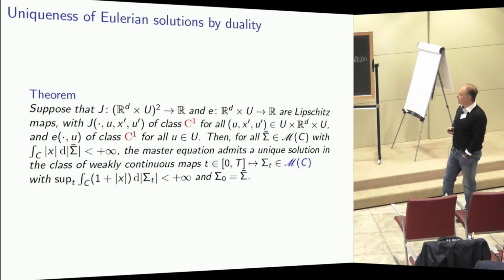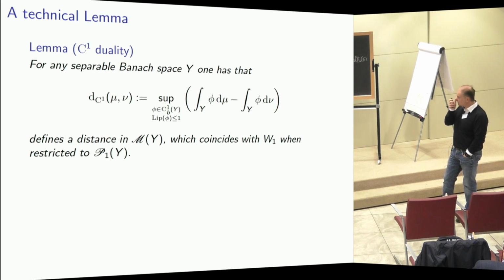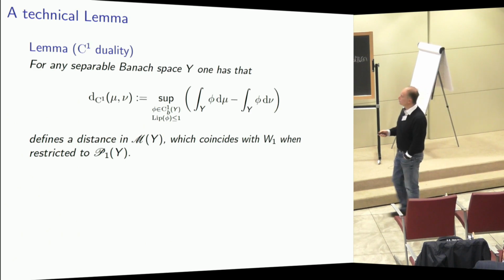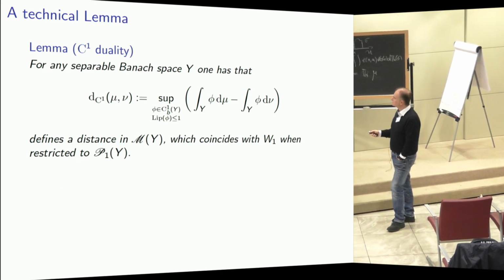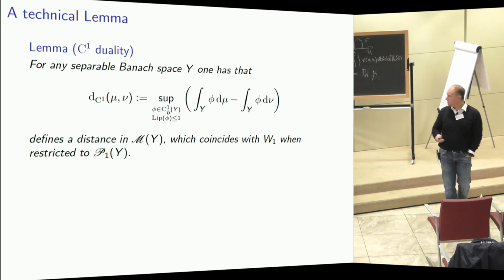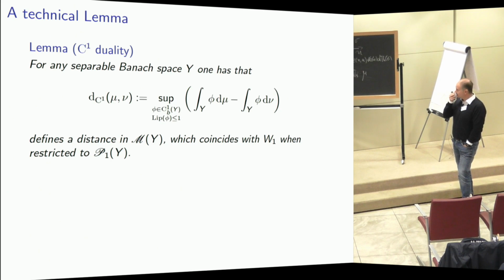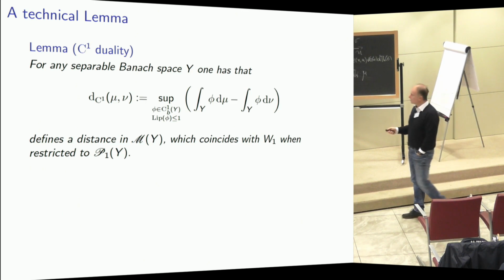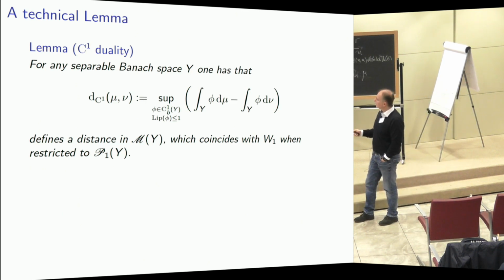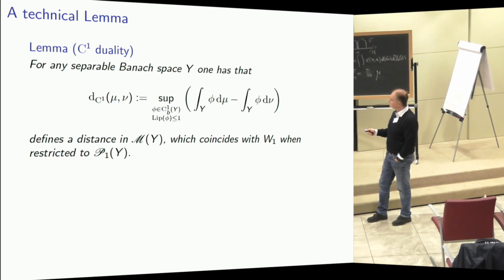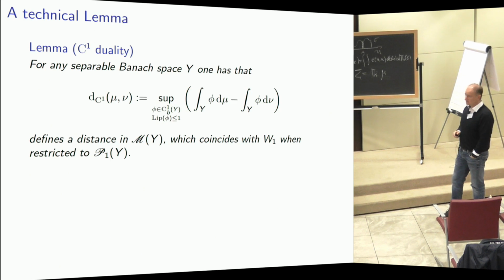And the way you do it is by duality, but in order to do that, you need to introduce a new notion of distance. The new notion of distance in a separable Banach space is the supremum over the C1 functions which are bounded. At the same time, they have bounded Lipschitz constant. And this defines a new distance that, whenever you restrict it to the space of probabilities with the first moment bounded, is precisely the Wasserstein distance.